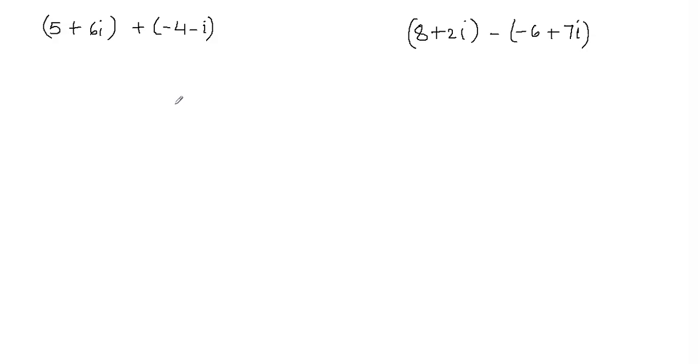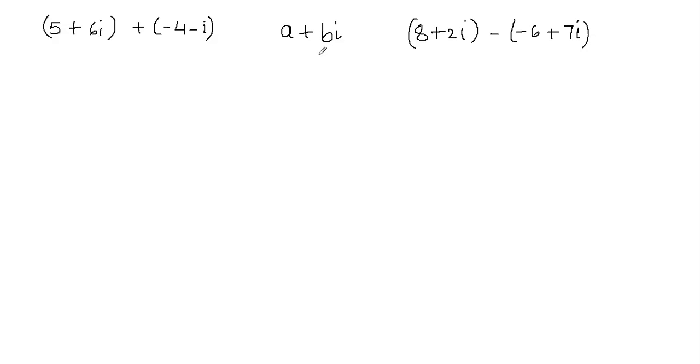Hi, in this video we'll learn how to add and subtract complex numbers. The general form of a complex number is a plus bi. This is the general form, and a complex number contains two parts, a real part and an imaginary part. Here a is called the real part and bi is the imaginary part. All complex numbers are in the form a plus bi.